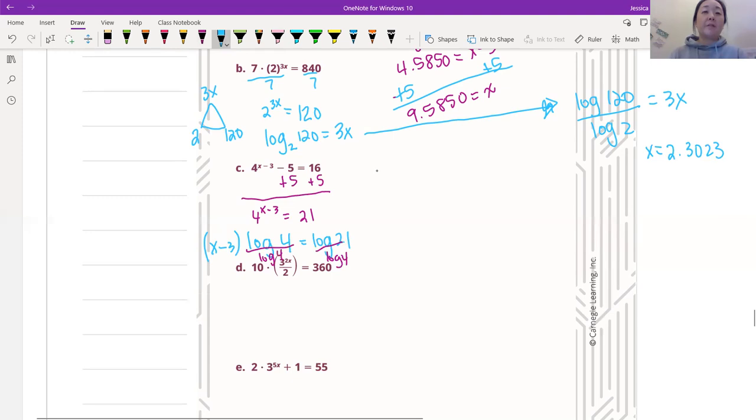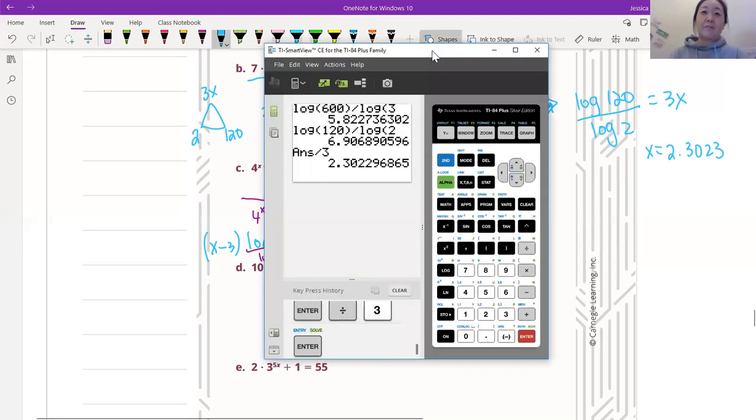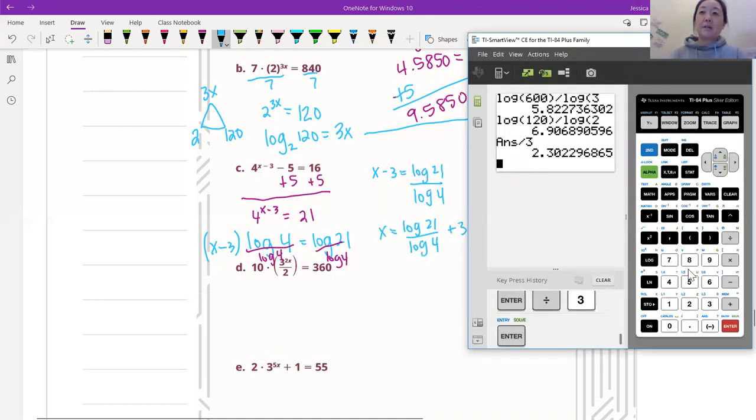And then what do I have? x minus 3 is equal to log 21 over log of 4. And then just going to add 3 to both sides. So x is equal to log of 21 over log of 4 plus 3. Well, what is that? I don't know. Let's ask our calculator. Okay, here we go. So here's log of 21, close parentheses, over log of 4, and we're going to add 3 to that.